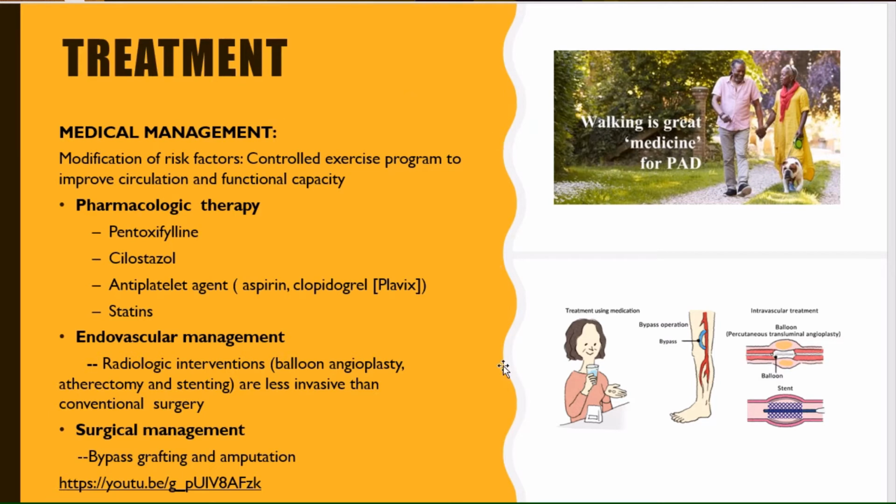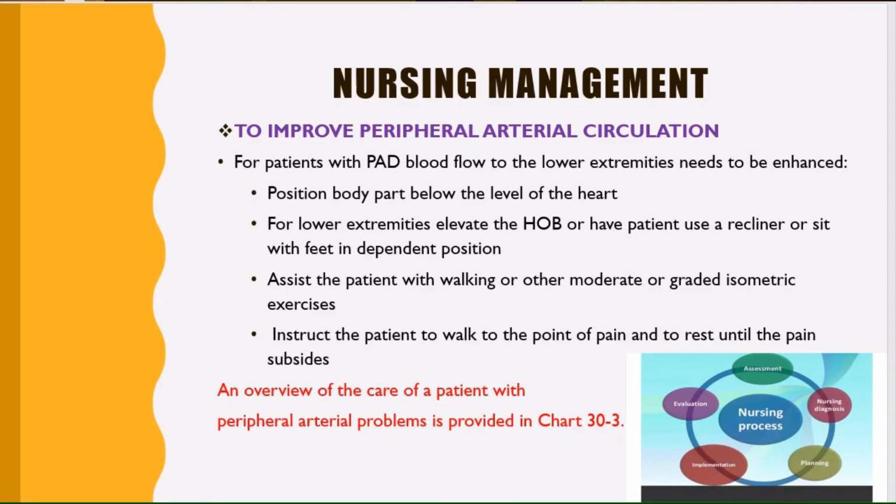These are the medical treatments. Now we are going to go into the nursing management. The main goal is to improve the peripheral arterial circulation. Remember, there is a problem with perfusion or circulation. So as nurses, when we take care of the patient, it's very important to manage the patient well to improve the peripheral arterial circulation. This is the main goal, to restore that circulation.